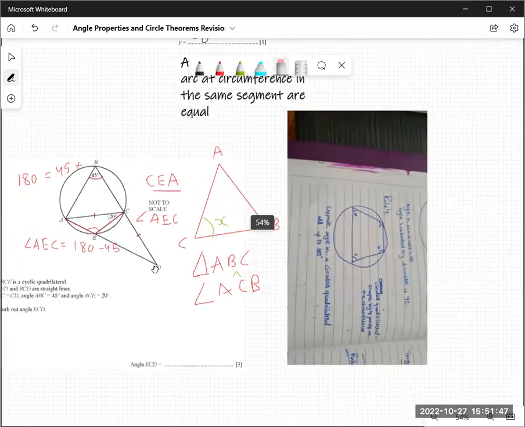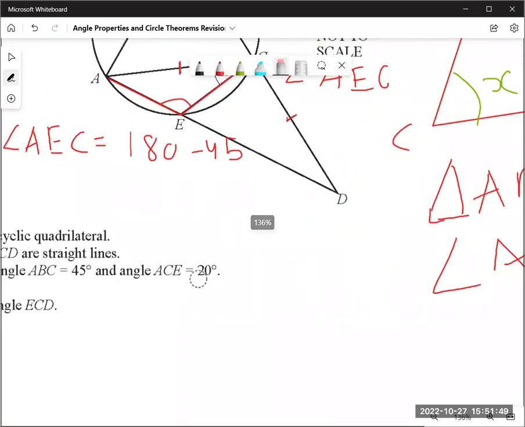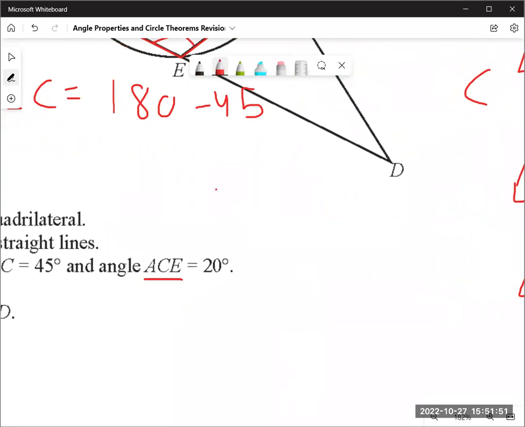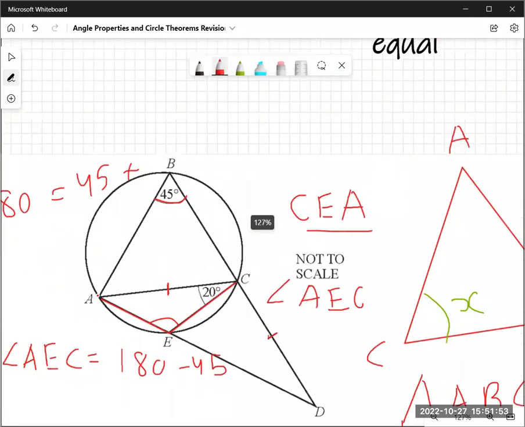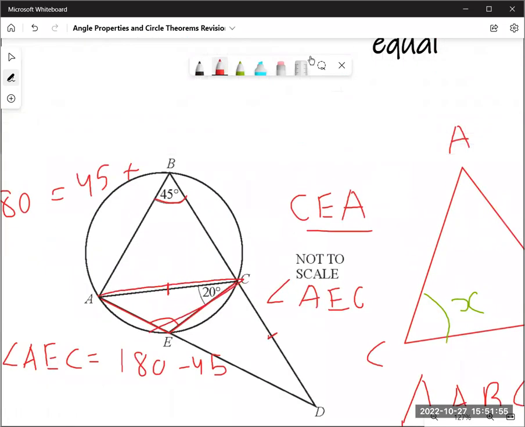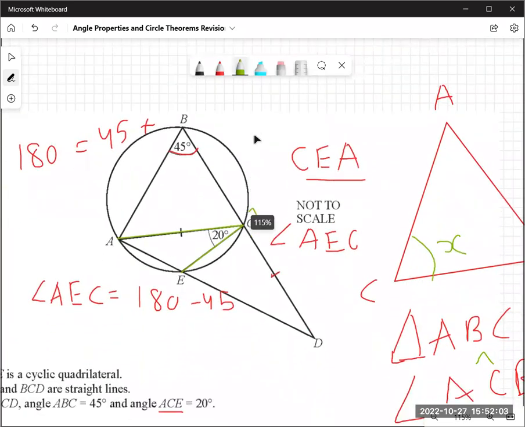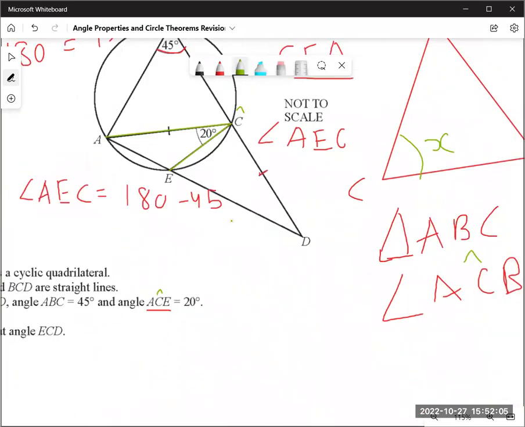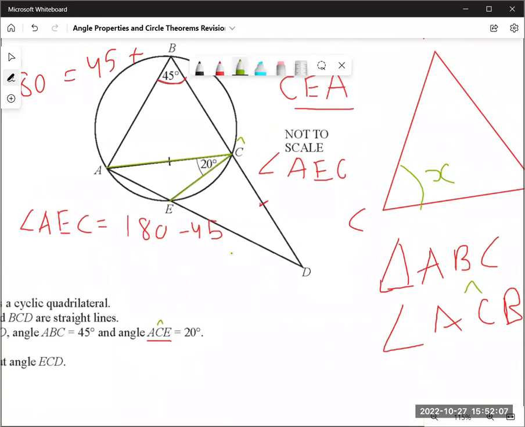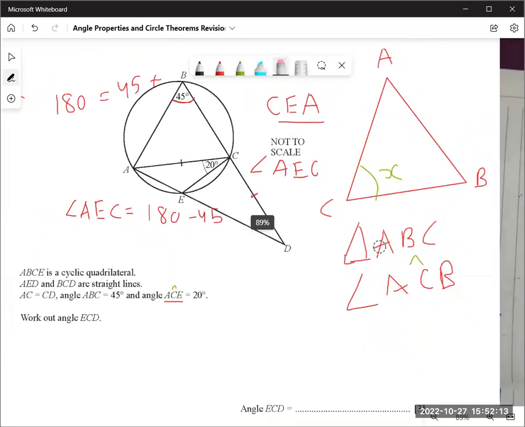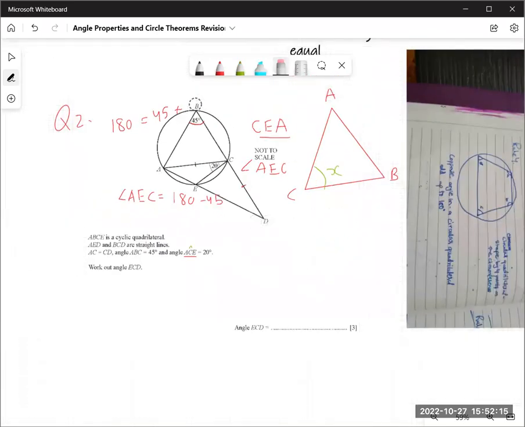So right now they're telling us that ACE is 20 degrees. So angle ACE, this one. I start at A, I go to C, then I go to E. So C is in the middle again. Is that clear? Now these are small things which you should learn in school. But my job is to find what you don't know and to help you revise everything. I hope you don't have any doubts with this anymore.